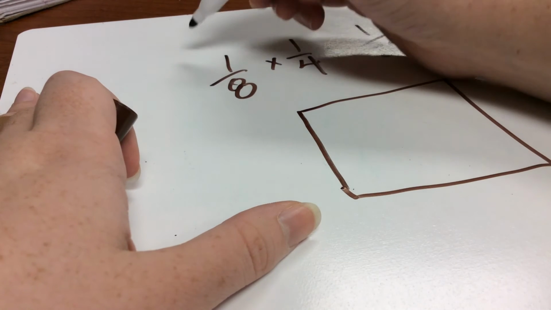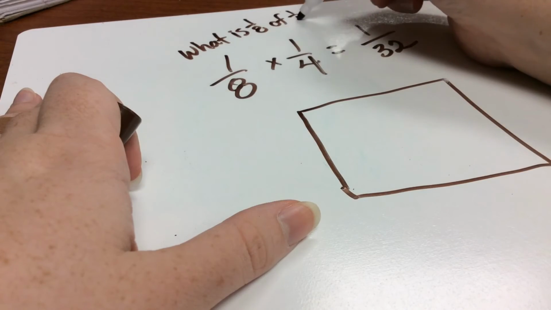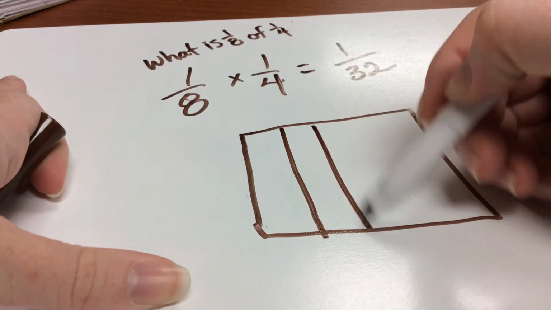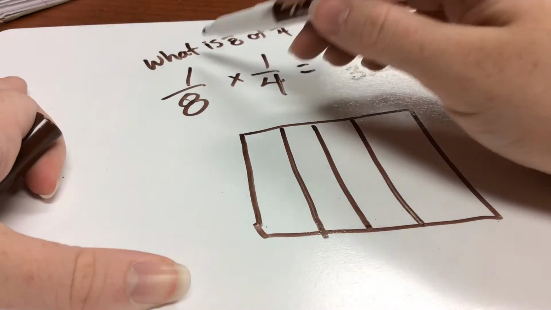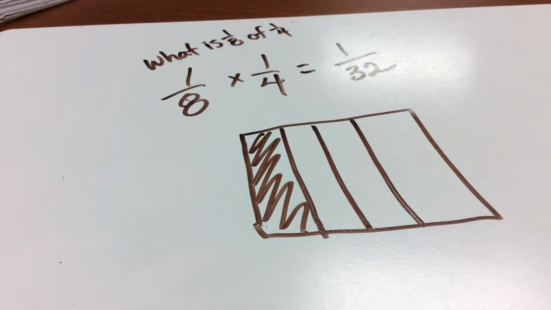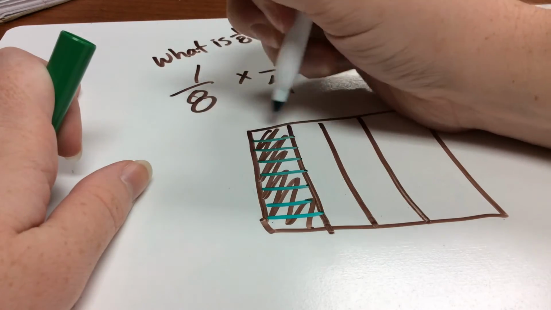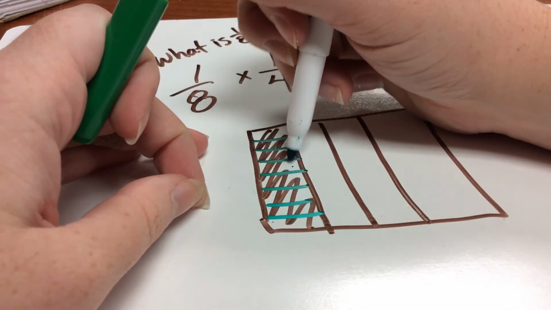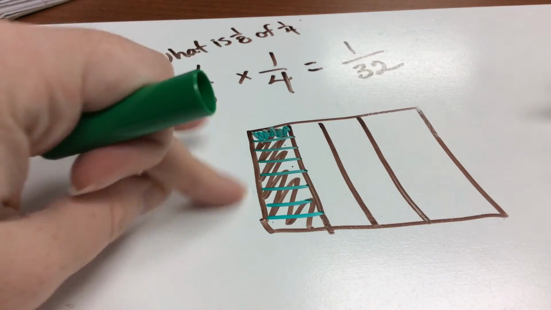This is like saying, what is 1/8 of 1/4? So if I draw my bar, it says, what is 1/8 of a 4th? So here's my 4th, and I say, 1, 2, 3, 4, 5, 6, 7, 8. I think that's 8. Okay. So what is 1/8 of the 1/4?